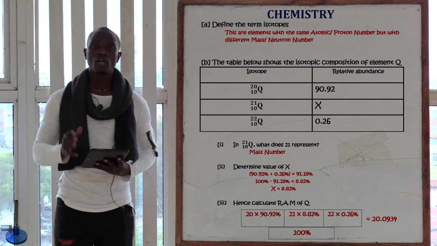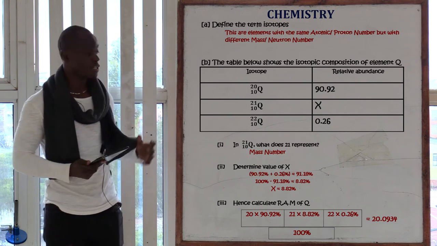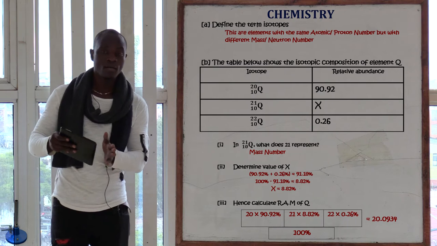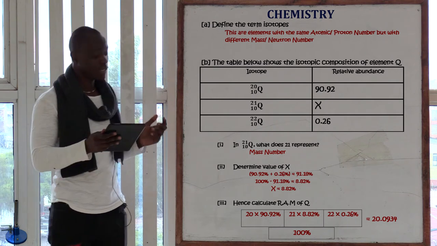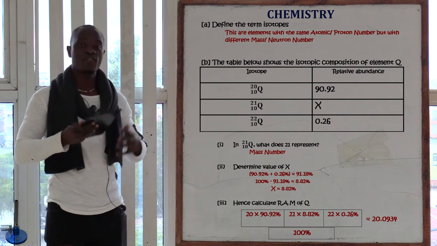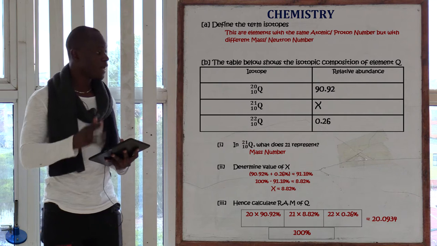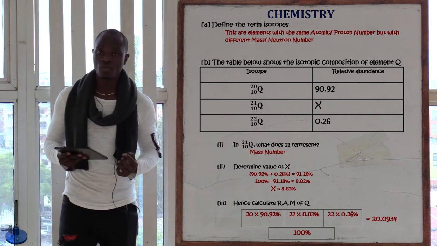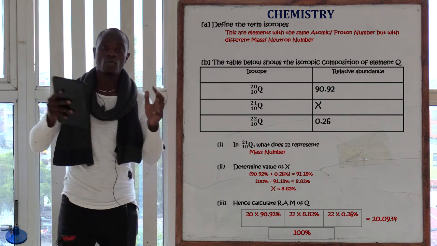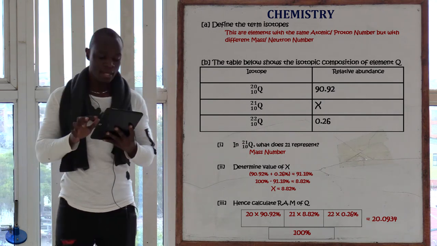So that is the answer, and that is how simple it is to calculate the relative atomic mass of any element. You just take the mass number multiplied by its abundance divided by 100, just what you have done here, and then that first one you add with the second one, which was 21 times 8.82 divided by 100, plus the third one, which is 22 times 0.26 divided by 100, and then you add everything to get the total for the element Q.